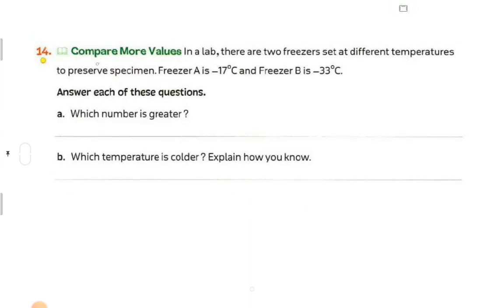Question 14. Compare more values. Here we have two freezers set at different temperatures.